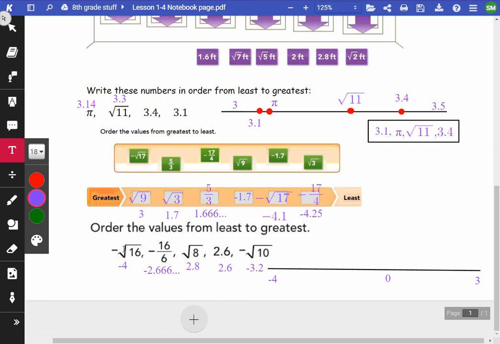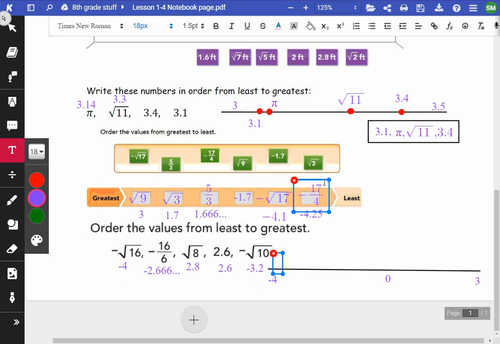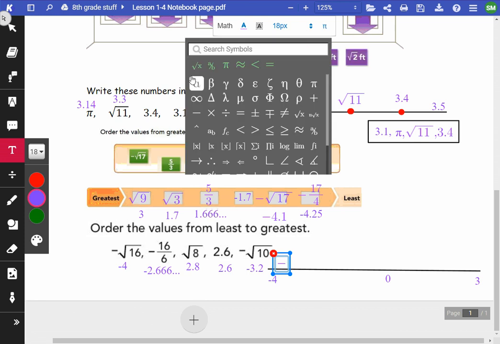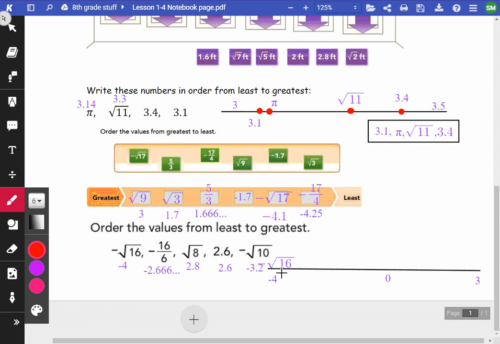Negative 4, that would be the negative square root of 16. So here we go. Function, negative square root, 16. That goes right about there. I'm going to put a dot there, actually. That would be the smart thing to do before I label it. Okay, that's my most negative.